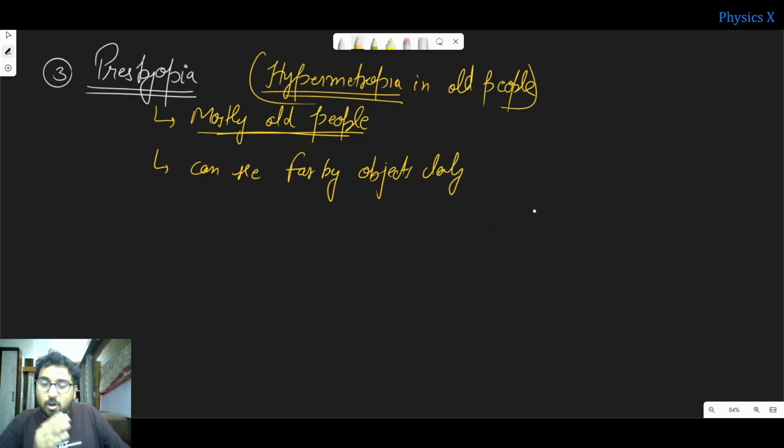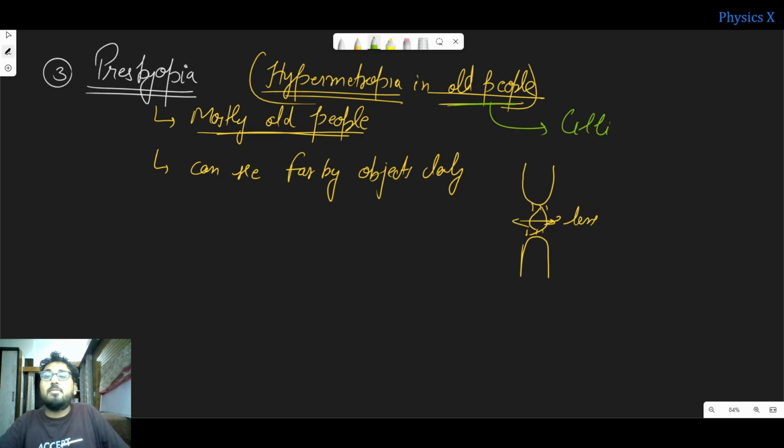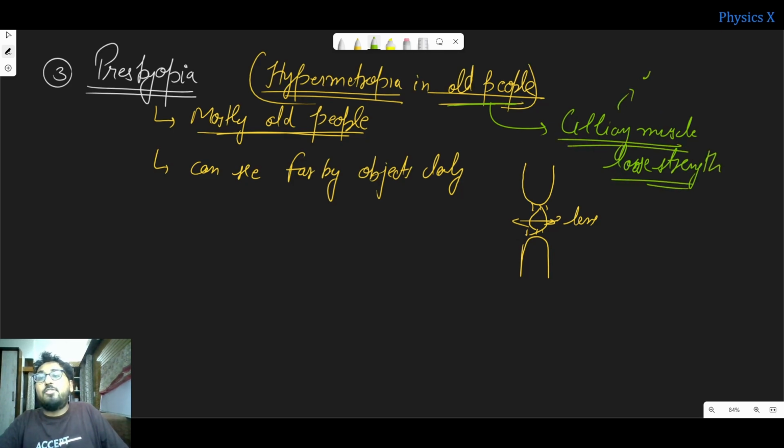So why are they not able to see nearby objects? As I told you, when the object is very near to the eye, the ciliary muscles must be stretched more to make the lens much thicker, right? The lens becomes much thicker. So what happens in old people? The ciliary muscles lose their strength. So the ciliary muscle is not able to stretch properly.